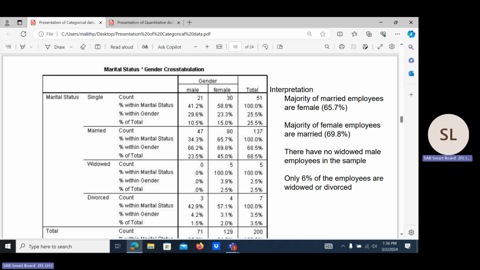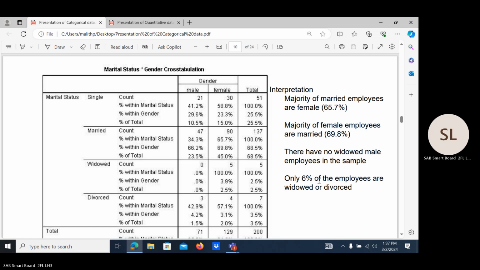Then we move into the female column. The highest number represents the merit category. The majority of the female employees are merit. The second one, they have no widowed male employees in the sample. Then widowed category, 0 in here. There's no respondent. Then only 6% of the employees are widowed or divorced.